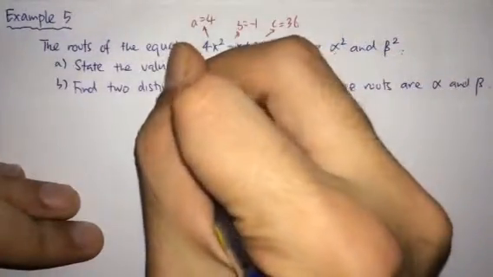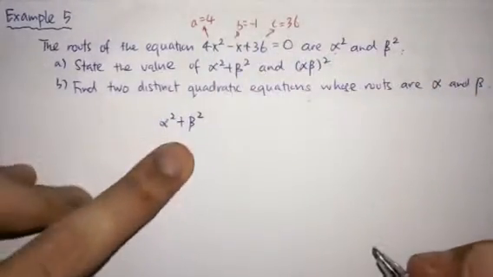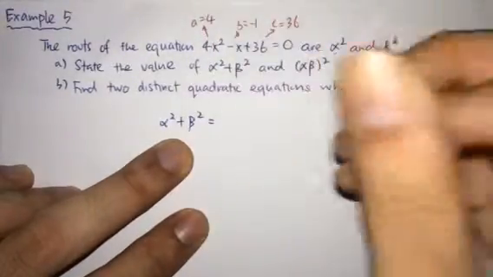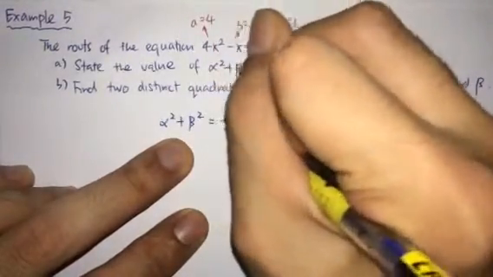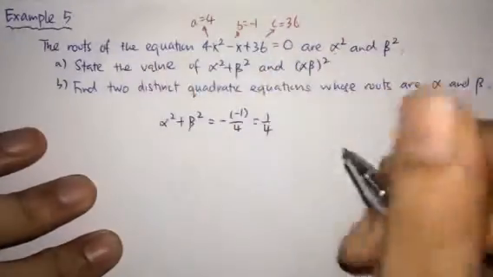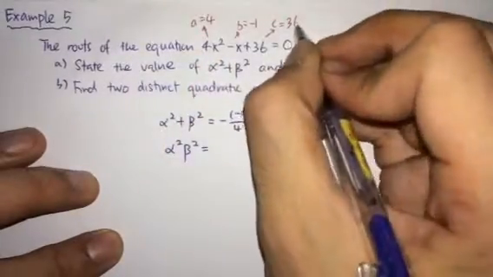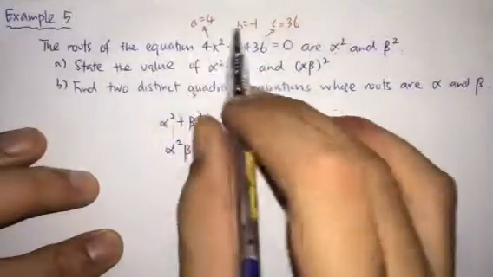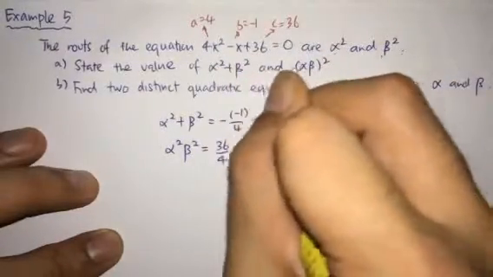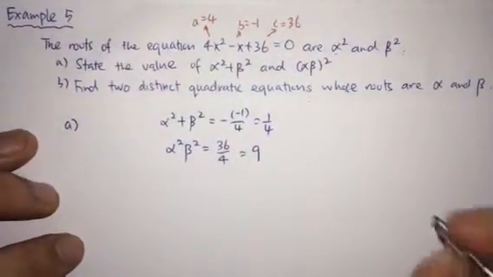This means that the sum of roots in this question will be alpha squared plus beta squared instead of alpha plus beta, which is equal to minus b over a, which will be minus 1 over 4, which gives you 1/4. The product of roots in this situation will be alpha squared beta squared, which is equal to 36 over 4. You can see a, b, c from here. So 36 over 4 will give you 9. And this answers part A.